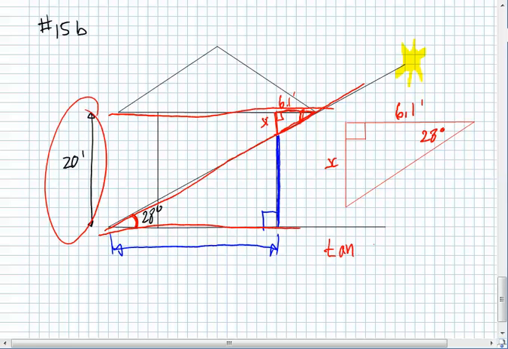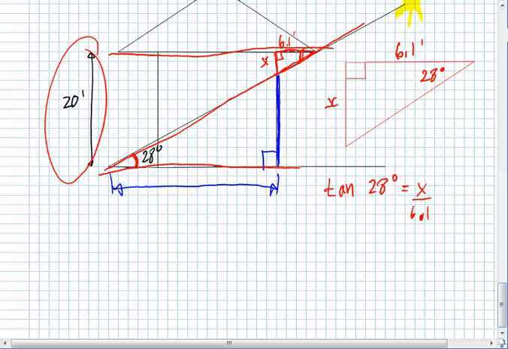Tangent of 28 degrees is equal to x over 6.1. Okay, and then to solve that, you simply have to multiply both sides by 6.1, and you get x. Okay, and the answer then is 3.25 feet. But that's not your final answer. That's just what this is up here.